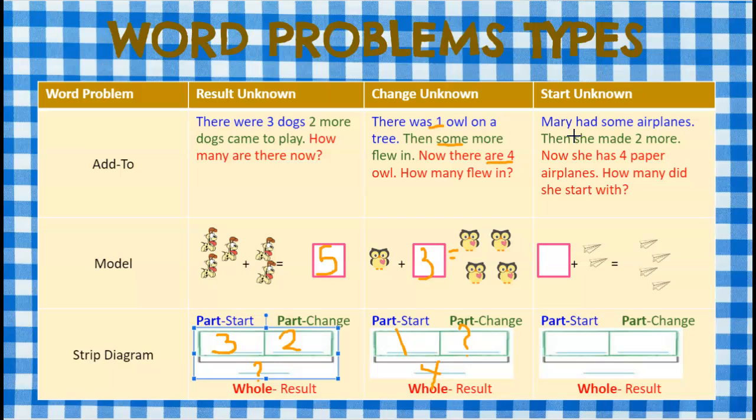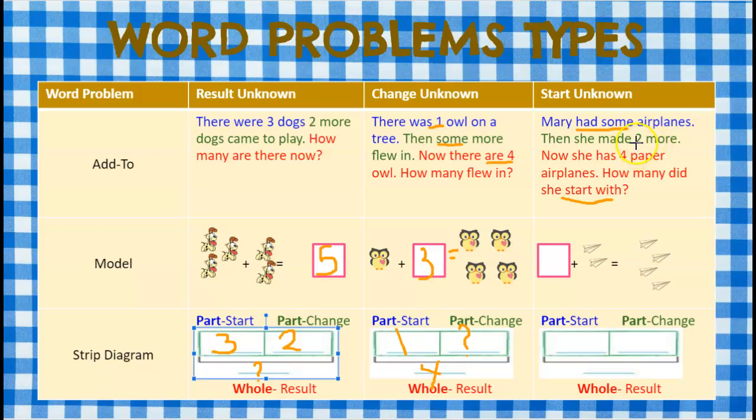Mary had some airplanes. Then she made 2 more. Now she has 4 paper airplanes. How many did she start with? So here the question tells us that the start is missing. So that lets us already know that one of the parts is missing. It says Mary had some airplanes. It doesn't tell us how many. It just says she had some.